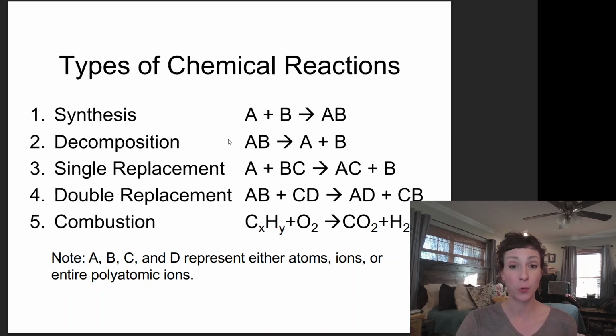Now, if you'll notice in the 4 reaction types above combustion, I have A, B, C, and D. Those do not stand for a specific element. I can put any element from the periodic table in an A, B, C, or D classification. So it gives you a lot of opportunities or varieties of different types of synthesis, decomposition, single, and double replacement reactions.